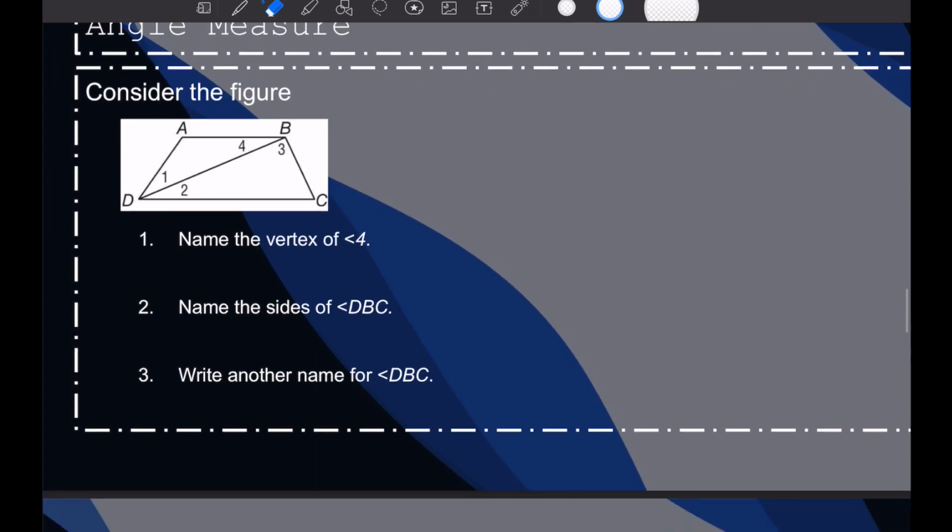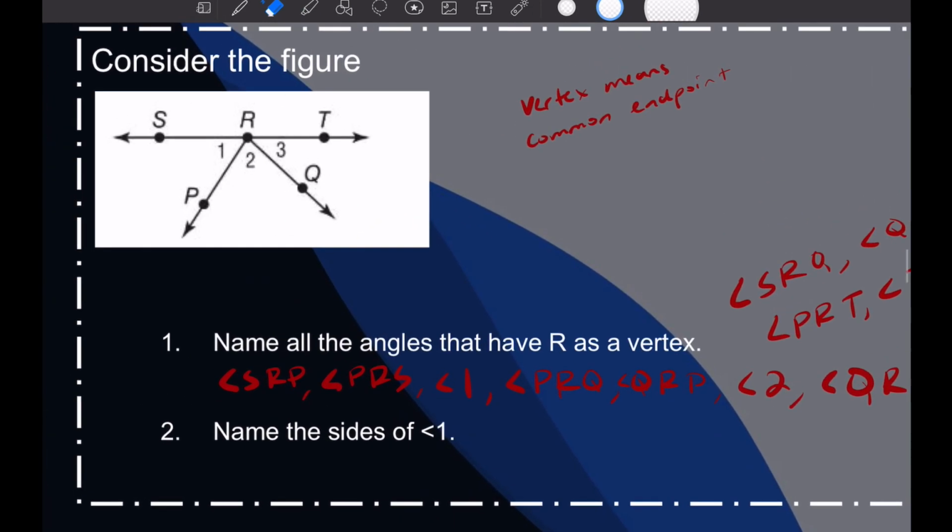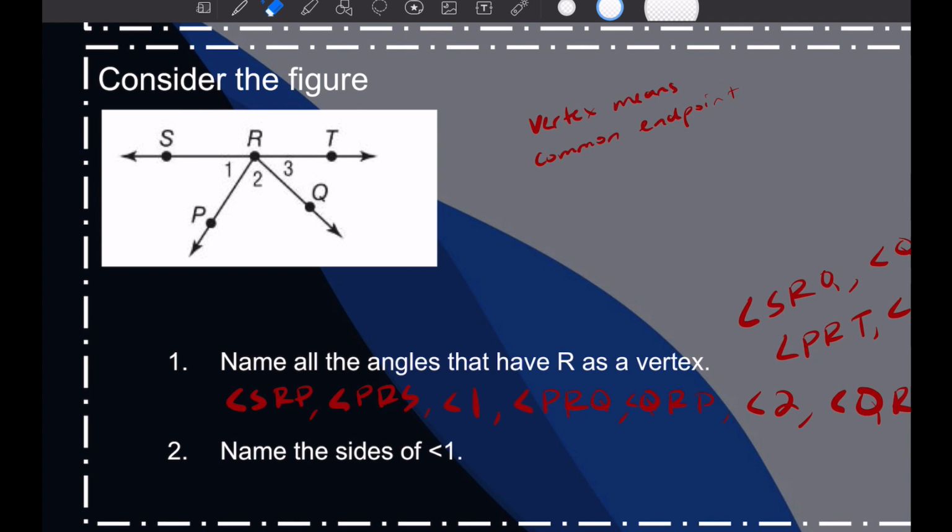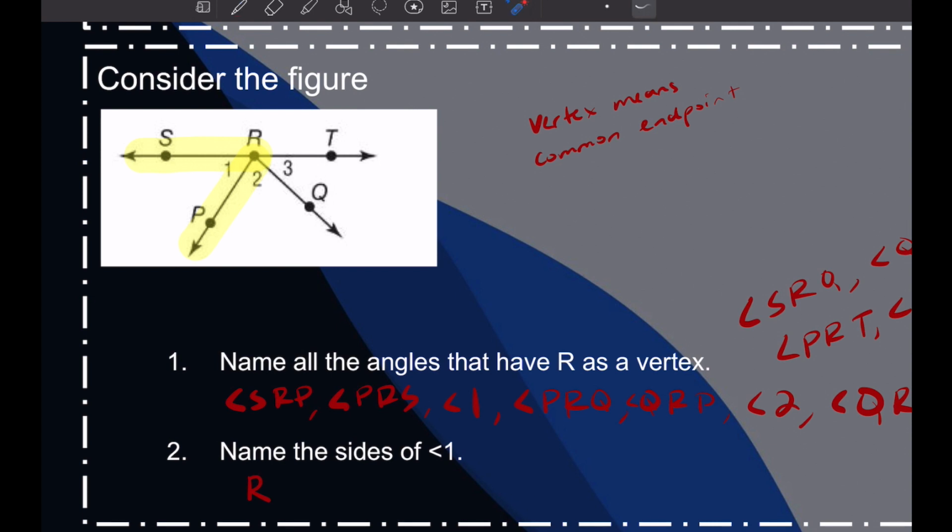So let's take a look at number 2. It says name the sides of angle 1. Here's angle 1, and I'm looking at the sides. So I'm going to highlight this angle here. Again, we're taking a look at the rays here. So there is this ray. How do I name this ray? I need to start at the endpoint, the vertex. So I have to write R. And then where is it going? It's going in the S direction. It's going to S and then going to infinity. So I write S at the end there.